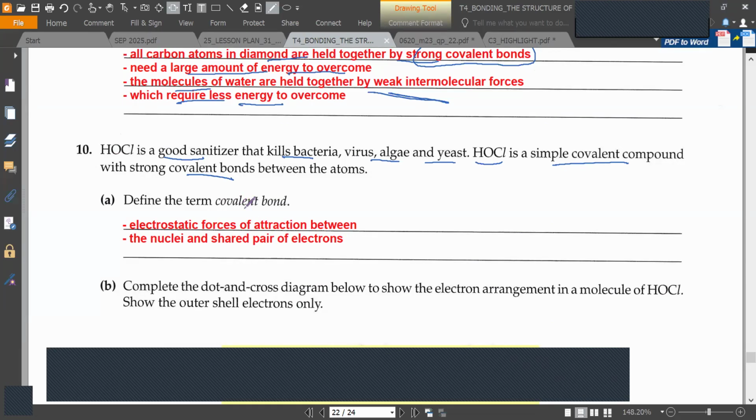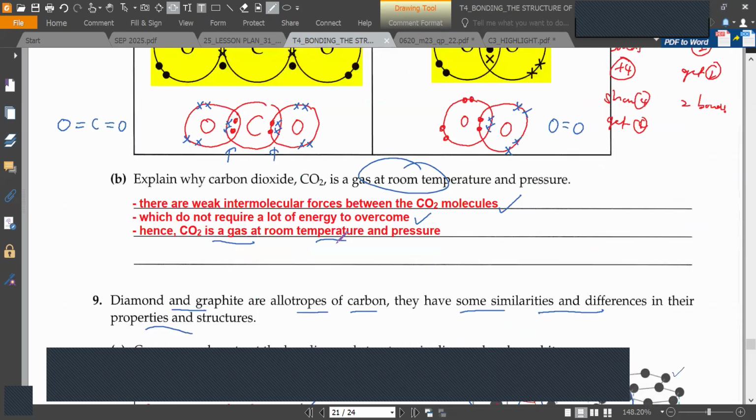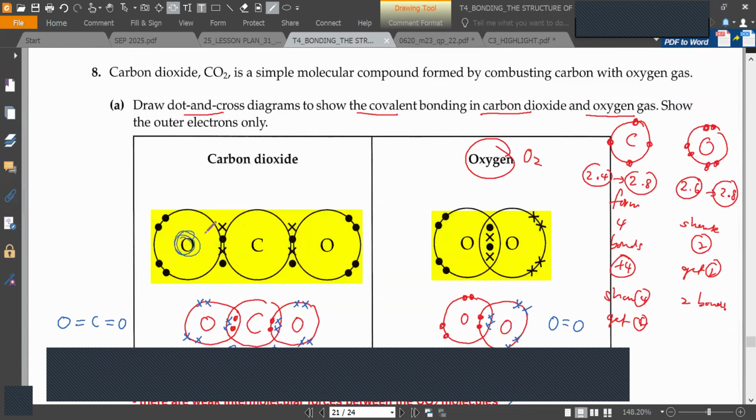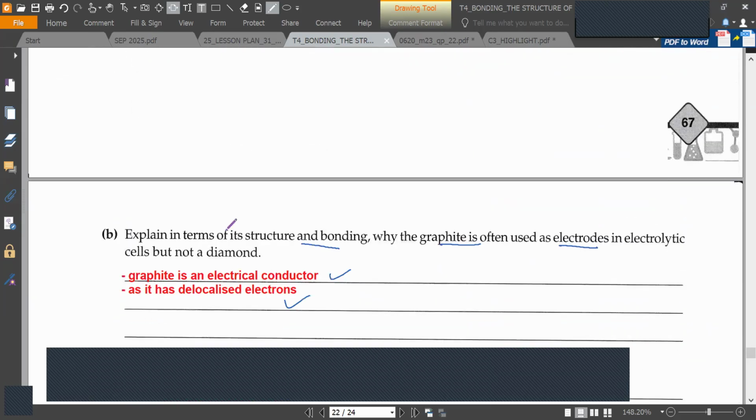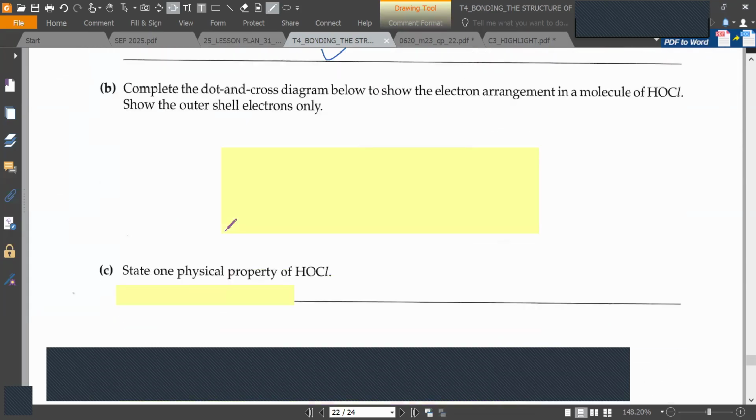Covalent bond: electrostatic forces of attraction between the nucleus and shared pair of electrons. So attraction between the nucleus and the electron. The nucleus is positive charge, electron negative charge, so that is the attraction. You need to memorize that.